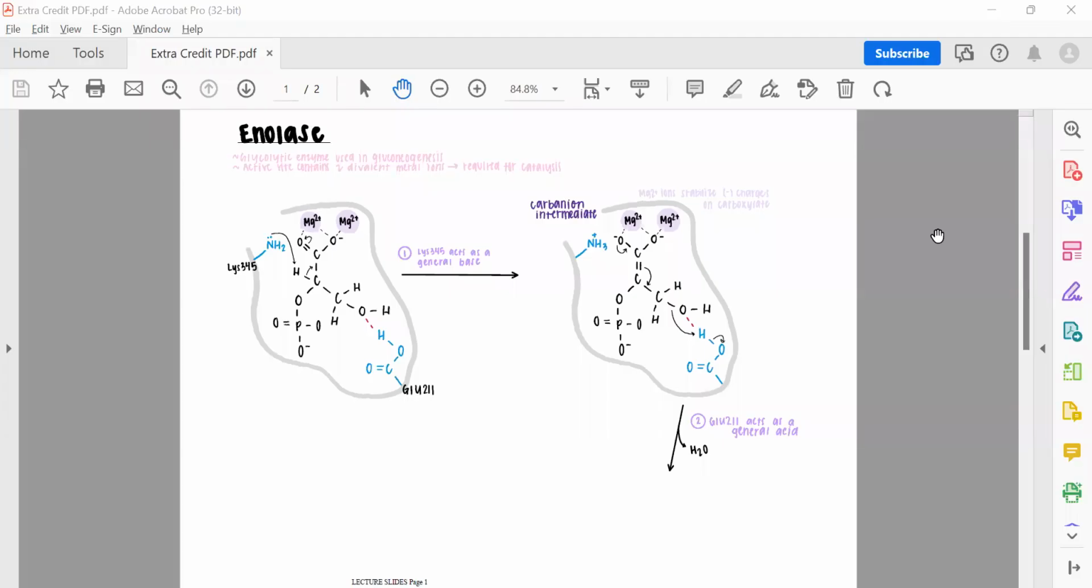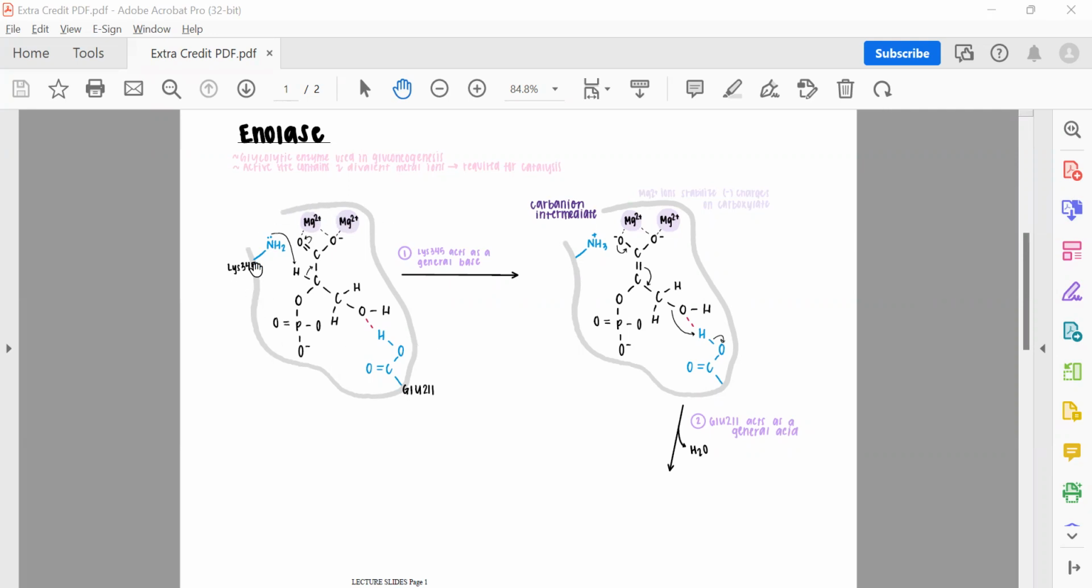Next enzyme we're going to talk about is enolase, which is an example of a metalloenzyme. It's a glycolytic enzyme that is used in gluconeogenesis. And it has an active site that contains 2 divalent metal ions, which are required for catalysis, which you can see here as 2 magnesium 2+ ions.